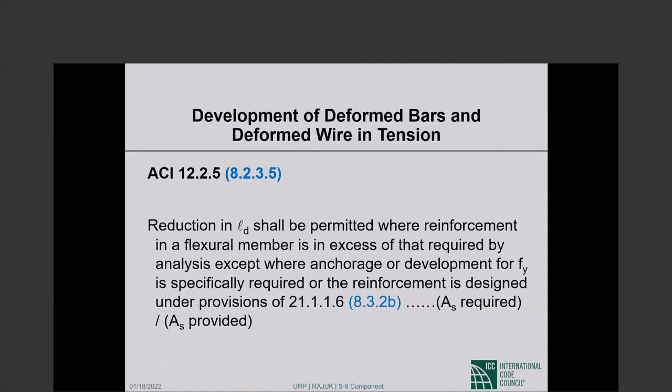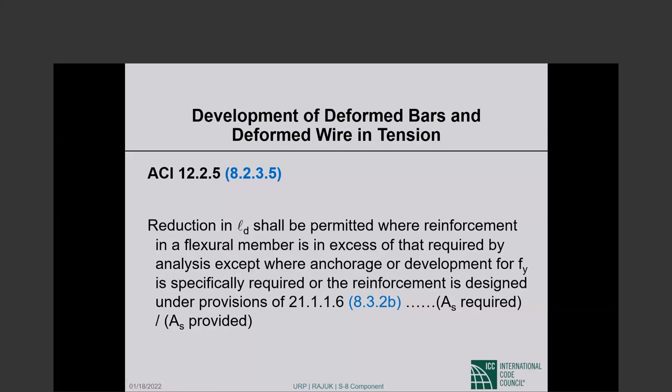And then there is another factor that I don't want to say complicated, but it causes some confusion. So reduction in L sub D, the required development length, shall be permitted where reinforcement in a flexural member is in excess of that required by analysis. So you have provided more reinforcement than required by analysis. So then you can take a reduction equal to the A sub S required divided by A sub S provided.